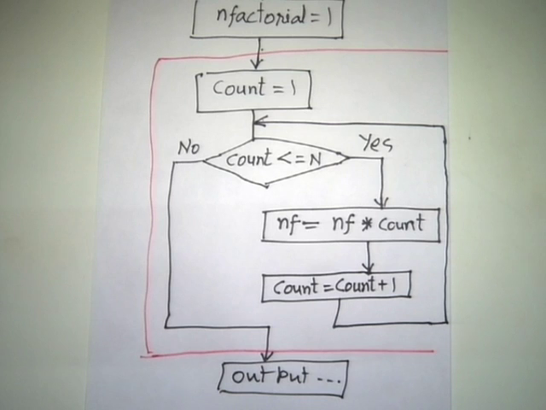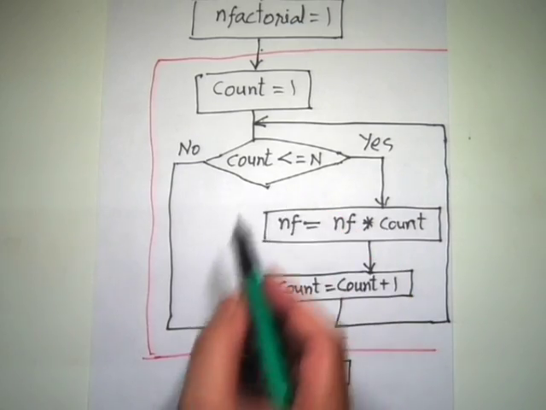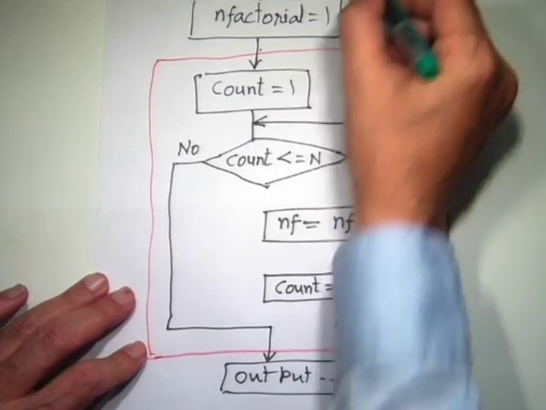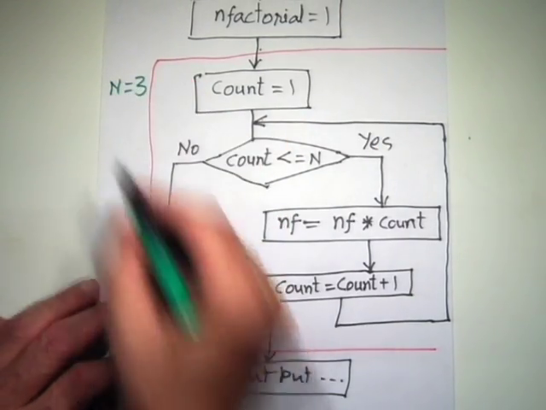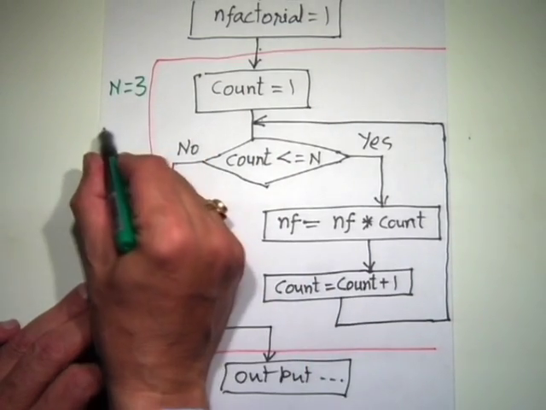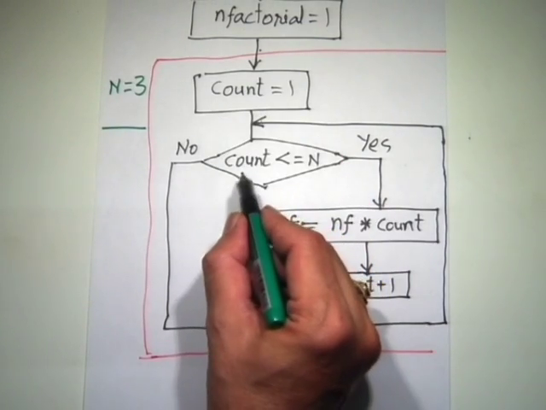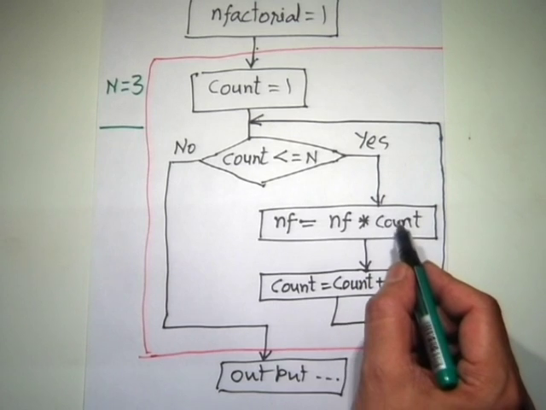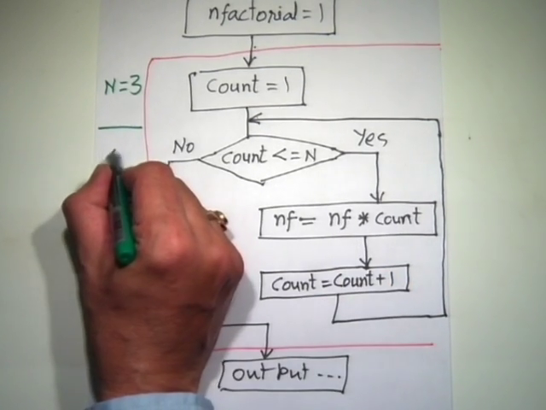Let us execute this algorithm for n equal to 3 and let us see if we get the correct value or not. Count is 1. N factorial is 1. First time I come here, 1 is less than 3. So I am starting here by saying n is 3. So let's execute these iterations. First time, this is called an iteration or repetition. First time, what will happen? Count is 1. 1 is less than 3. I will come here. Count multiplied by NF. NF was 1. So the value of NF is 1 here.